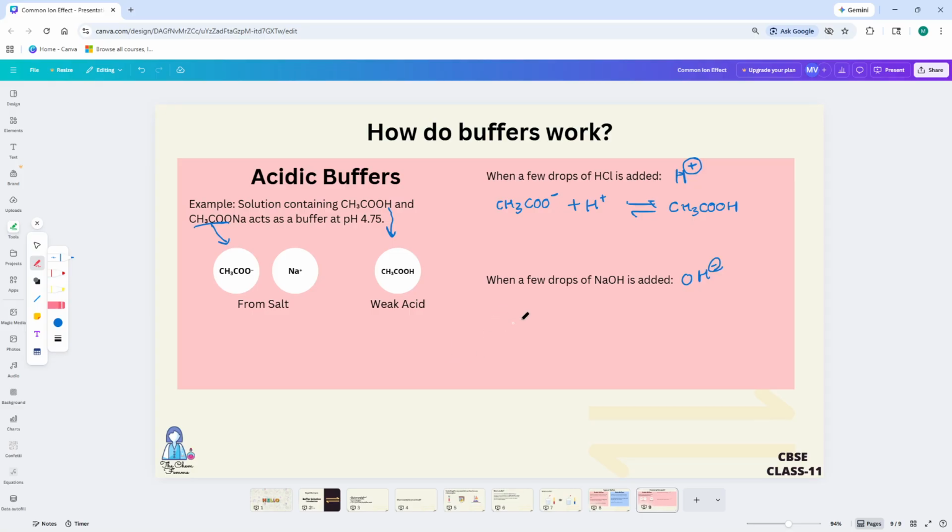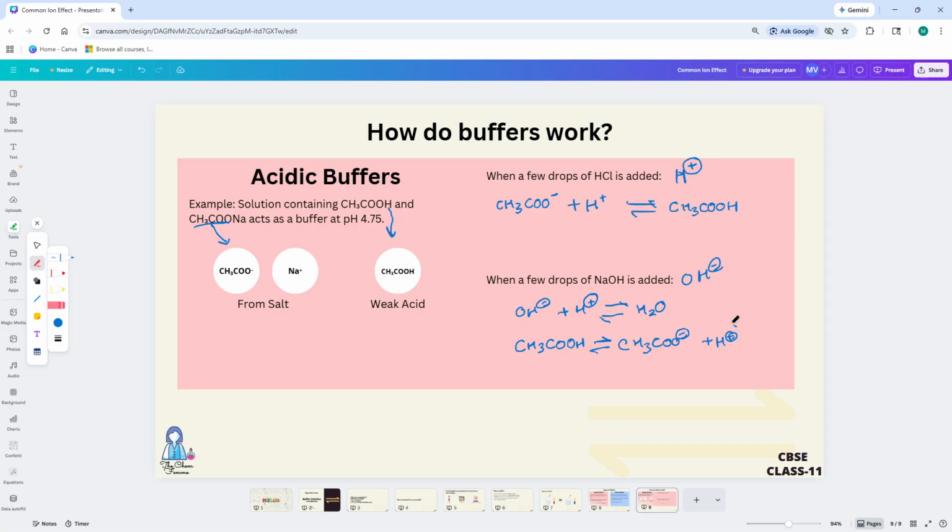So what happens is the OH minus ions will combine with the H plus ions from the buffer. Okay, this would lead to the formation of water. And where is this H plus ion coming from? This is coming from the acetic acid. So CH3COOH is dissociating to give us CH3COO minus and H plus.